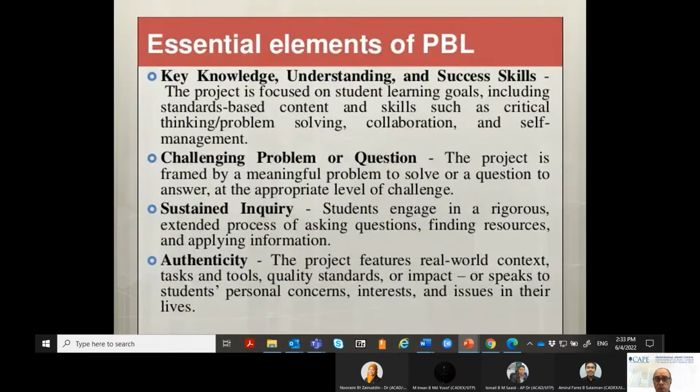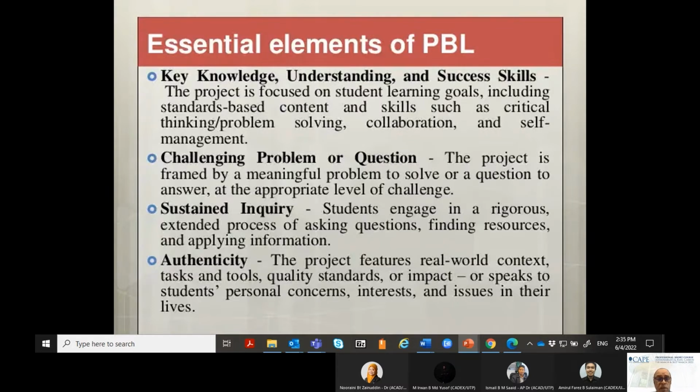Before we go, we have to learn what the essential elements of PBL, problem-based or project-based learning, are. The key elements are key knowledge, understanding and success skills. The project is focused on a student learning goal, a challenging problem or question. They come up with solutions and have to challenge what is the best solution, and sustained inquiry.